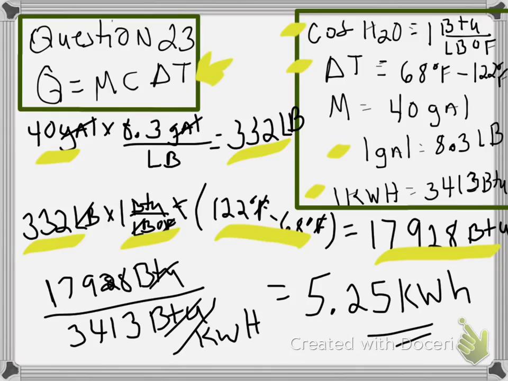Now I'm going to convert that to kilowatt hours. So I take my 17,928 and I divide it by 3,413, and that's BTUs over a kilowatt hour. BTUs crosses out, and I'm left with my answer in kilowatt hours, and I get 5.25 kilowatt hours. I rounded up to the 5 here.